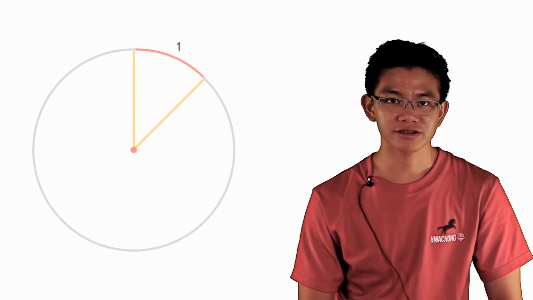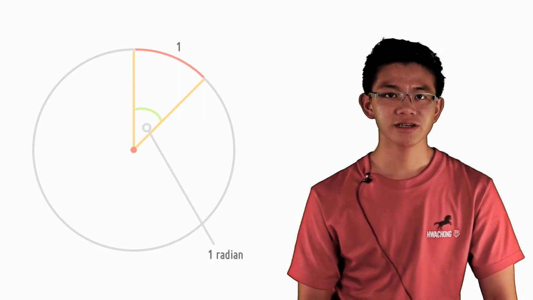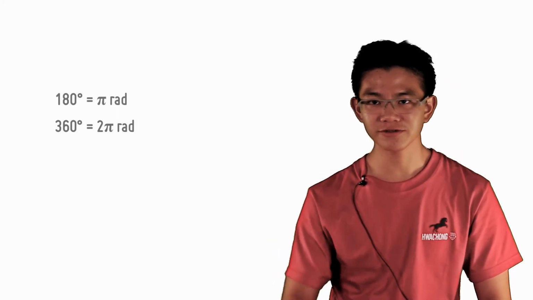When we trace out an arc of length 1, the angle which is subtended by this arc is 1 radian. Hence, 180 degrees corresponds to pi radians, and 360 degrees corresponds to 2 pi radians. Furthermore, 2 pi radians corresponds to a full circle being traced out.